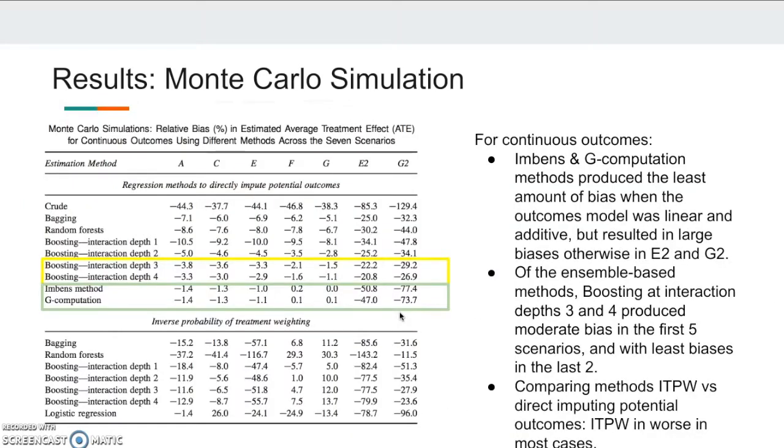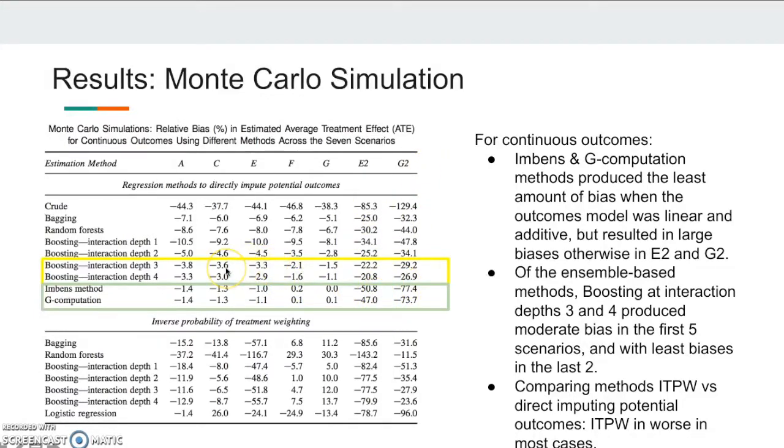They did this for continuous outcomes and binary outcomes. They also used regression methods to directly impute the potential outcomes, so that's on the top. And then inverse probability of treatment weighting, which is on the bottom and is going to be referred to as IPTW from here on out. Using the regression methods, we can see that the MBENS method and the G computation, so that's the classic methods that we're comparing to, have the least amount of bias for models A through G, but they really don't do well when things get nonlinear and non-additive. That's E2 and G2. So lots of bias here.